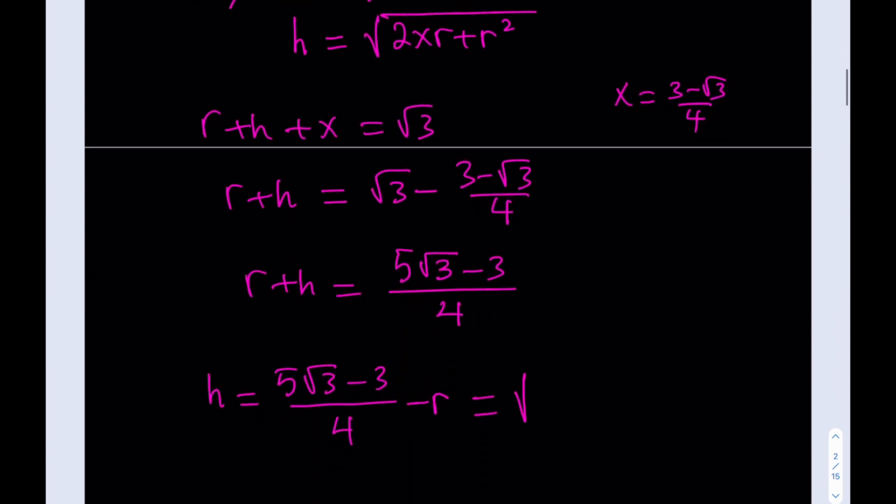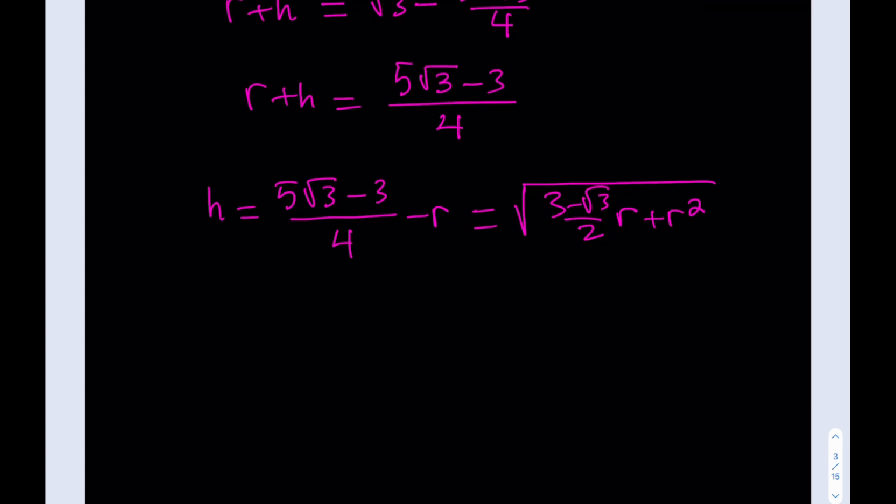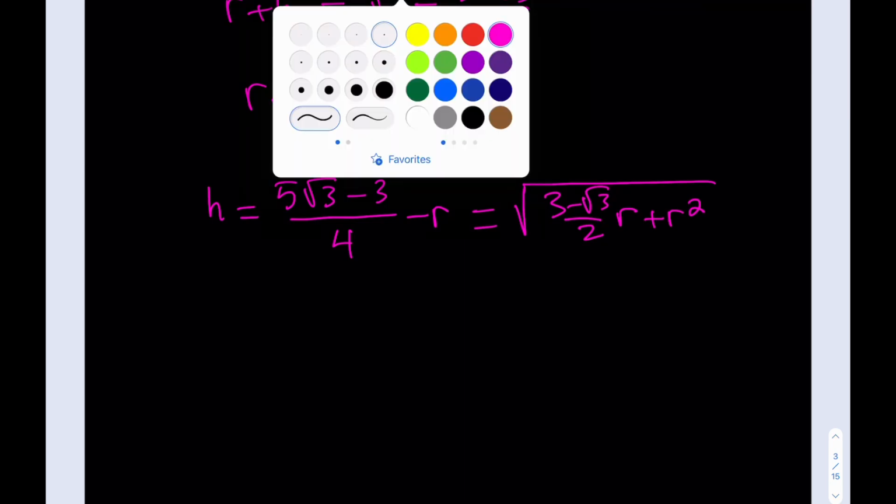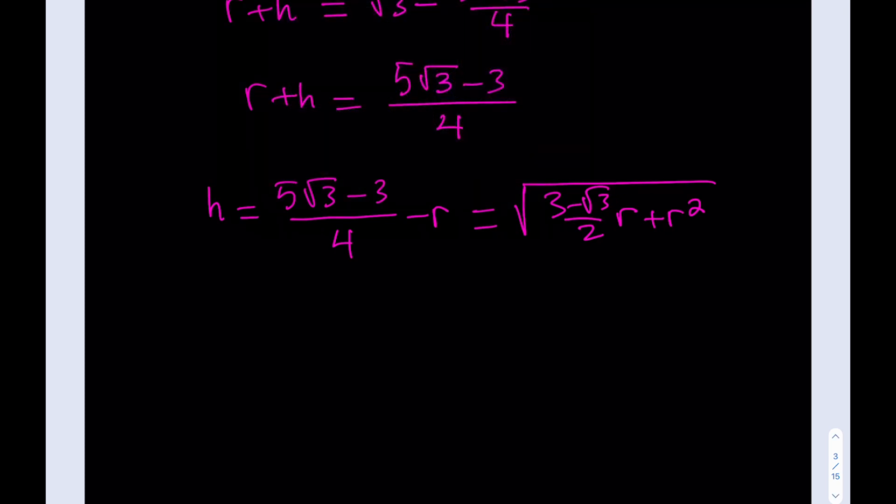So now what I can do is use this equation. 2x is going to be 3 minus root 3 over 2, because it's going to cross cancel, times r, plus r squared. Beautiful. We don't know what r squared is at this point, but we're going to find out. Okay, awesome. So we're going to square both sides. The nice thing is we have r squared and we'll get r squared.